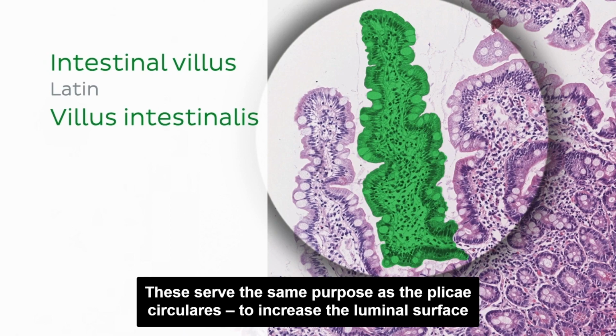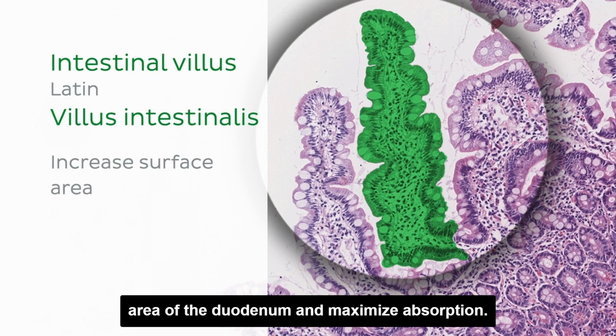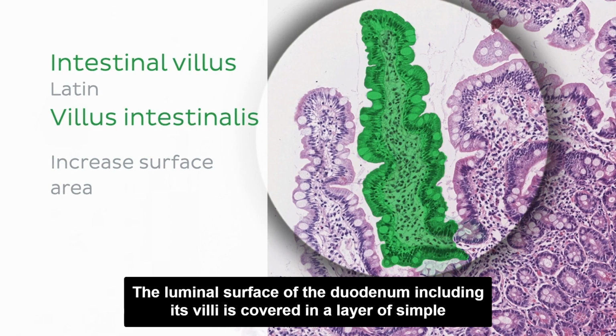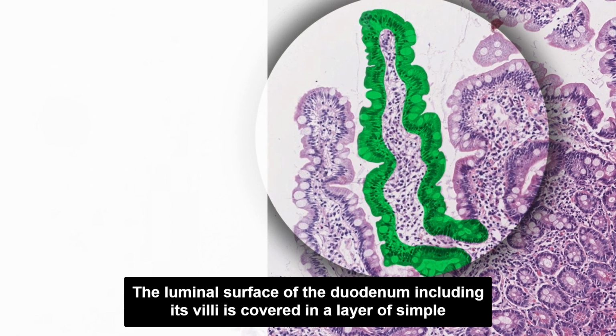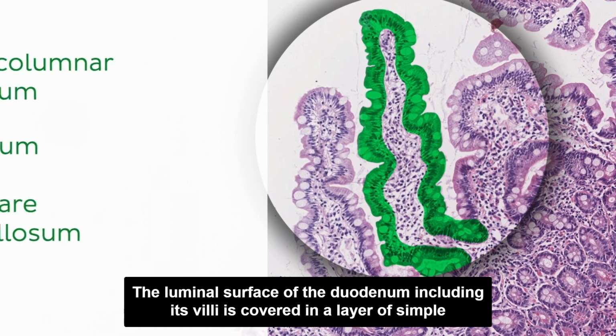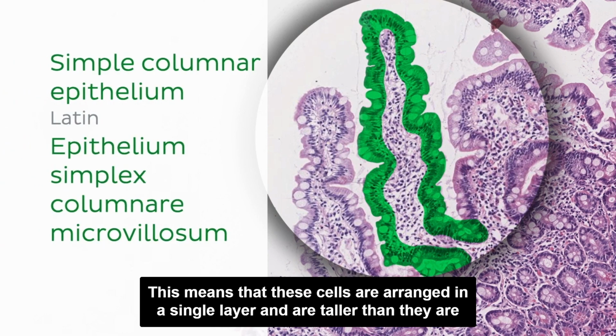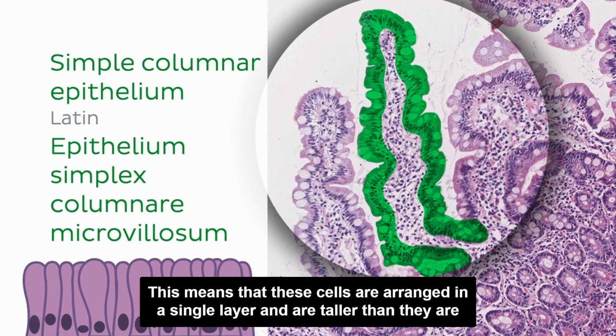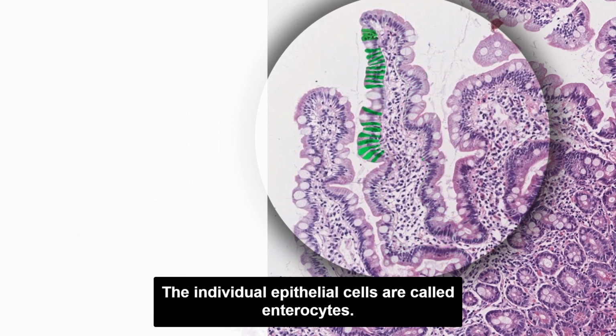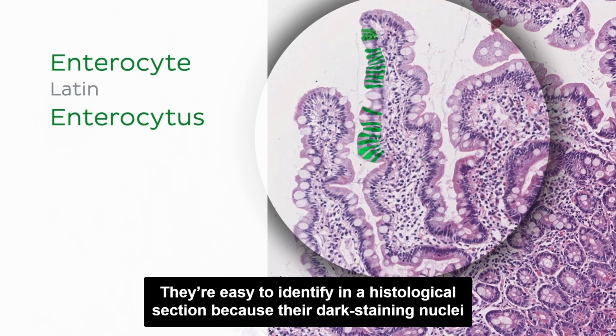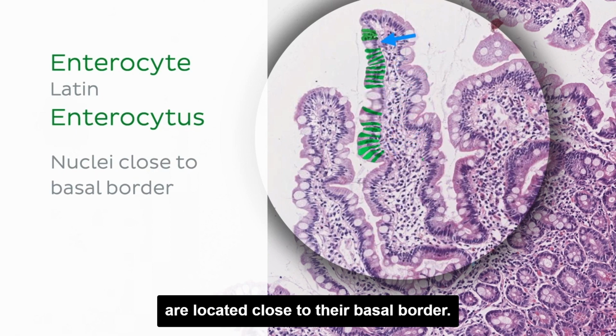These serve the same purpose as the plicae circulares, to increase the luminal surface area of the duodenum and maximize absorption. The luminal surface of the duodenum, including its villi, is covered in a layer of simple columnar epithelium. This means that these cells are arranged in a single layer and are taller than they are wide. The individual epithelial cells are called enterocytes. They're easy to identify in a histological section because their dark staining nuclei are located close to their basal border.